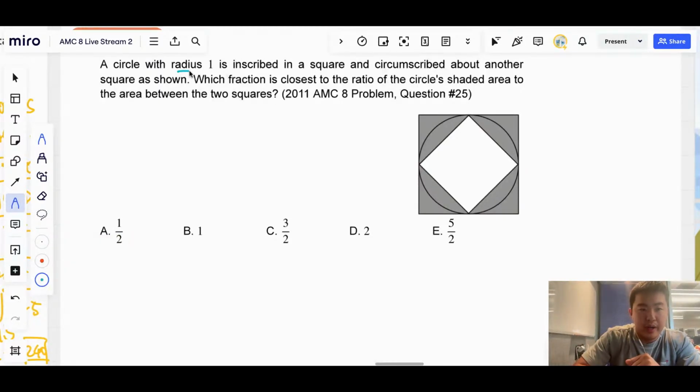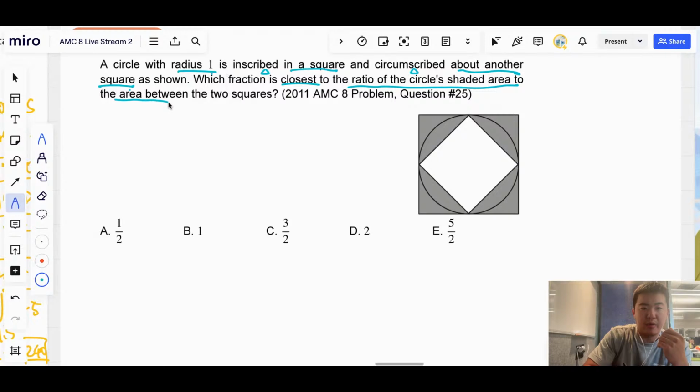We are given a radius of a circle is 1, and it is inscribed in a square and circumscribed about another square. So let's quickly go through what the words inscribe and circumscribe mean in this case. Inscribe and circumscribe both mean the shapes are just touching each other at one point. There's no gap, there's no overlap in between. So that's the exact meaning of the two words. And it's asking which fraction is closest to the ratio of a circle's shaded area.